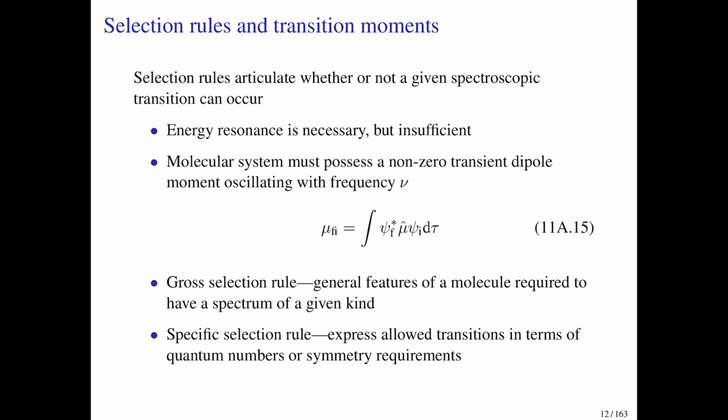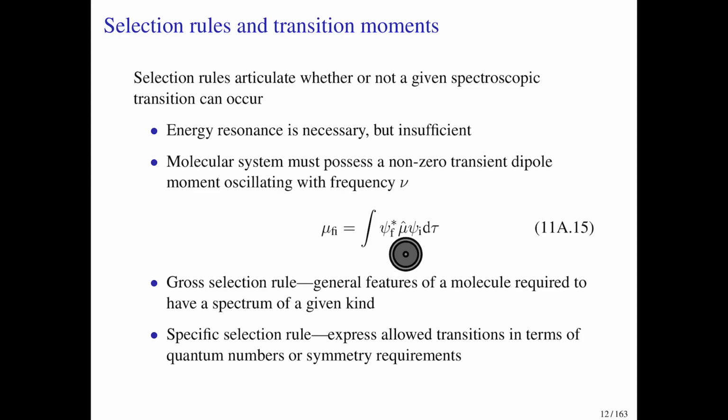The other thing that you need in place in order to have a spectroscopic transition is an oscillating transient dipole moment that's oscillating with the same frequency as that radiation. And so that transition dipole moment is given here by this integral. So this is the transition dipole moment between two states, I and F.